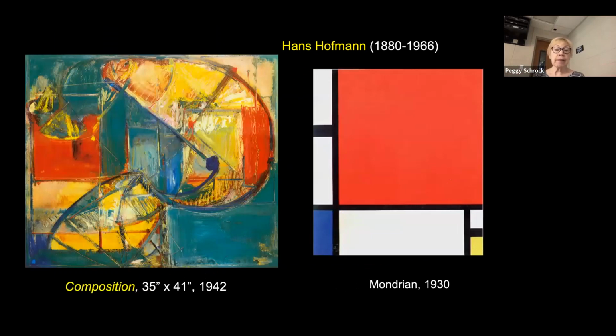Now, here's a work from '42, Composition, an interesting comparison to Mondrian. What I'm seeing here of the sort of constructive sensibility is a bit of a sense of structure. It's not wild and out of control. It's still the free form, the expressive nature, but you see that underlying pattern, that underlying grid that is there just enough to give it a sense of structure, but still it's there.